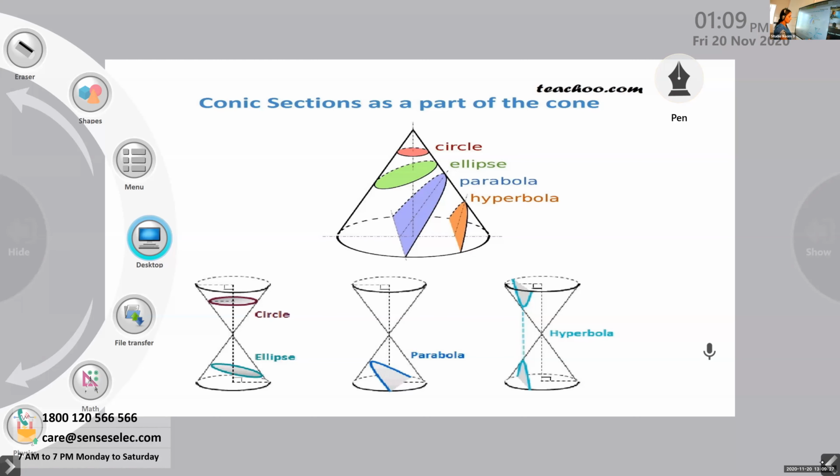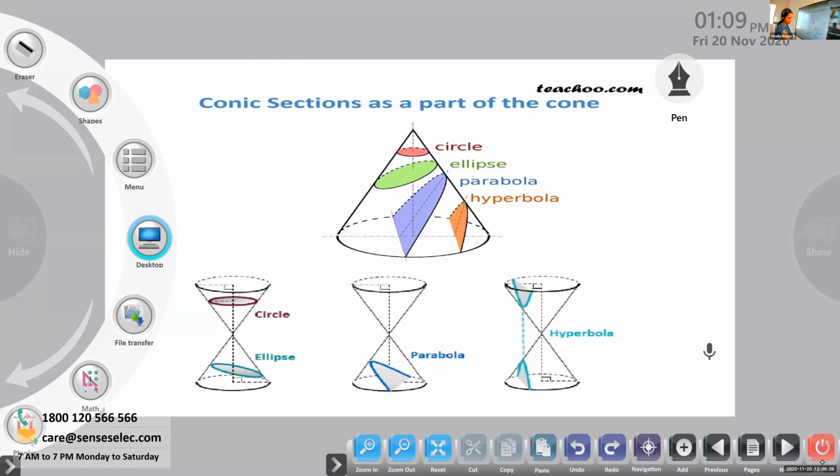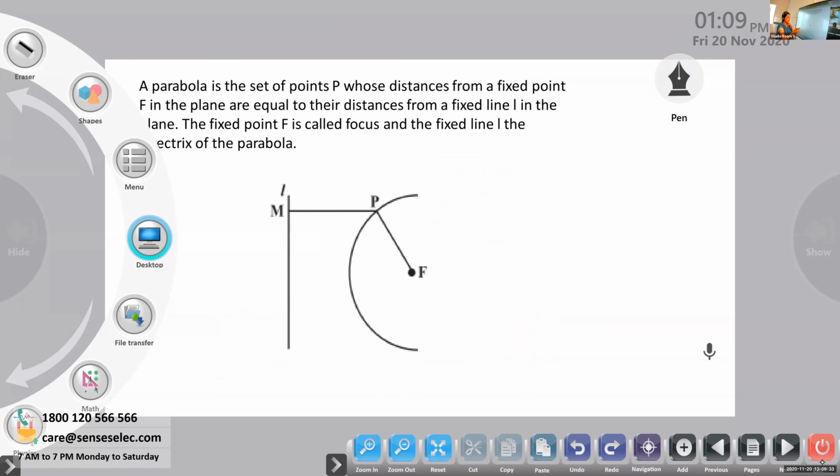Okay, then regarding the parabola. What have you learned about parabola? The distance from the fixed point. F is the fixed point and L is the fixed line. These two distances will be same. We take only those points whose distances from the fixed line and the fixed point are the same. So this one will give a parabola.